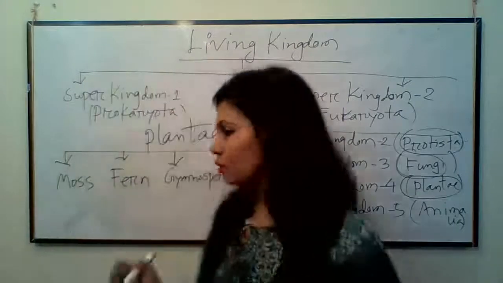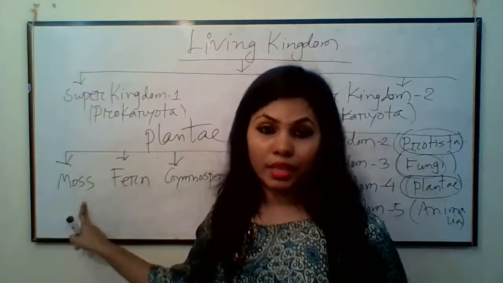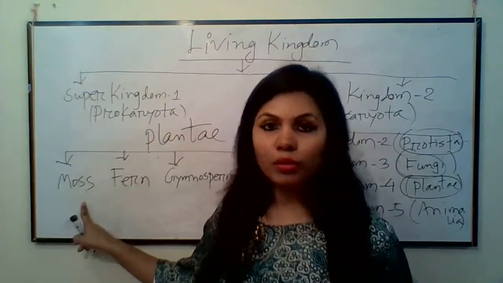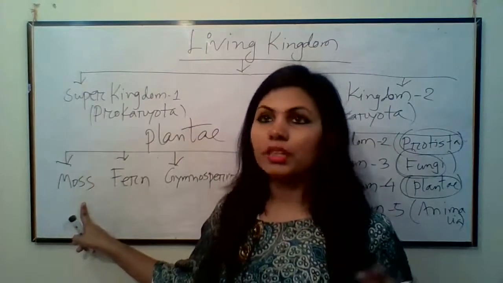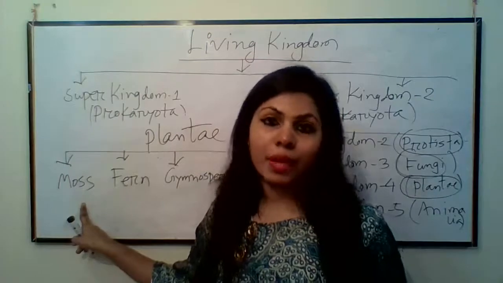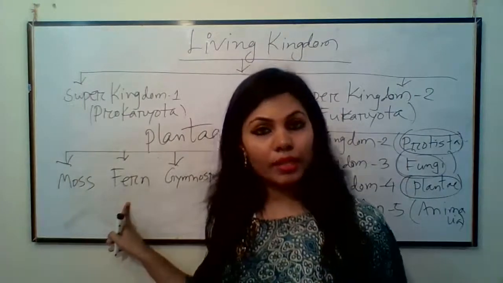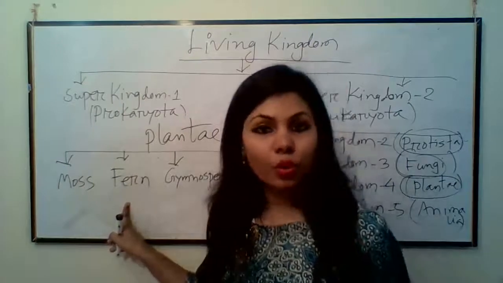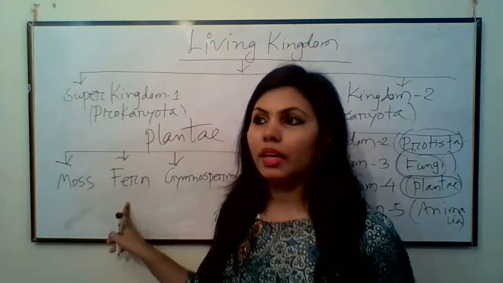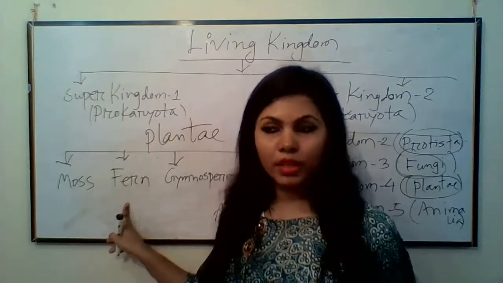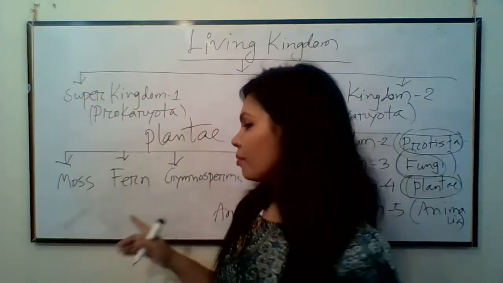So what is moss? Moss is actually flowerless, a small plant. Especially they grow in damp habitats. And ferns are also flowerless, but they reproduce by spores, and they have a vascular system or transporting system to absorb their nutrients.